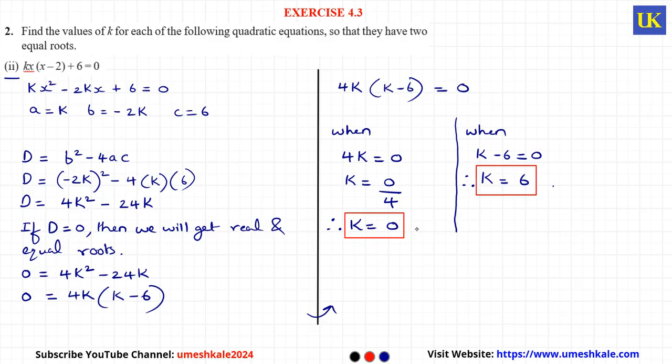The value of k we can take as 0 or 6, and then if we take the value of k as 0 and 6 here in this equation, then when we solve this quadratic equation, we will get real and equal roots for this equation. So this is the meaning of this question. They had asked us to find only the value of k, which we have found out. So this is our answer, guys. This completes our answer for this question.